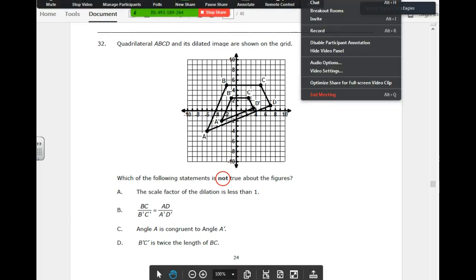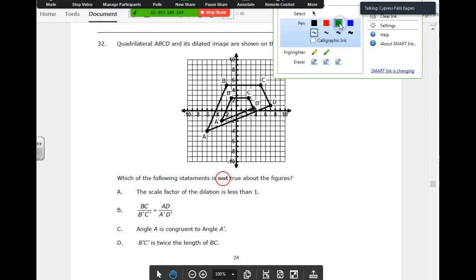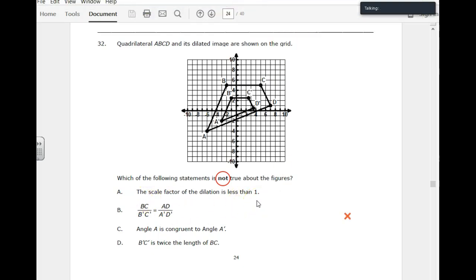Let's read our answer choices. There's really no other way to solve than to read. The scale factor is less than 1. Was this a growth or a reduction? A shrinking or an enlargement? Shrinking. Good. Reduction, shrinking. So the dilation, good. Put a check. Put true on it. Yes, the dilation, the scale factor is less than 1.